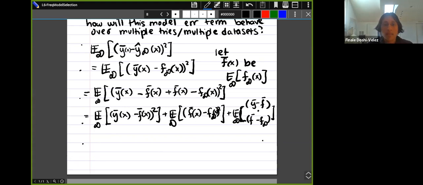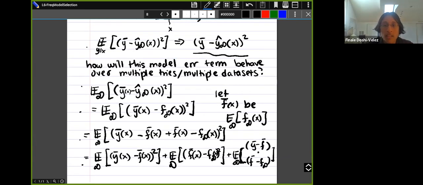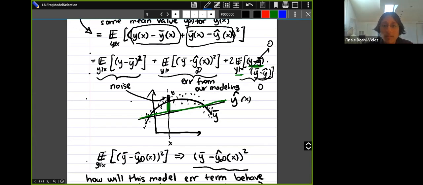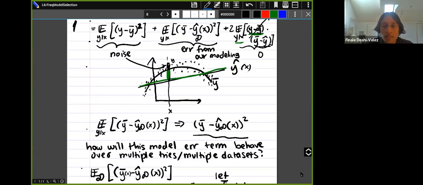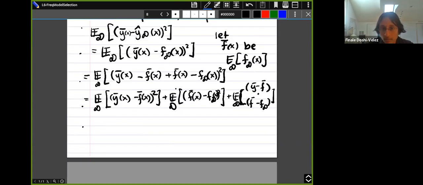All right, so now we have 3 terms, and these 3 terms come about in the same way that these 3 terms over here came out. I'm doing the same sort of thing, except playing the game with these F bars. So let's look at each of these terms. Well, the first term doesn't depend on the data set. It's just y bar minus F bar, so we can ignore this part over here. But this term is what we're going to call the bias squared.